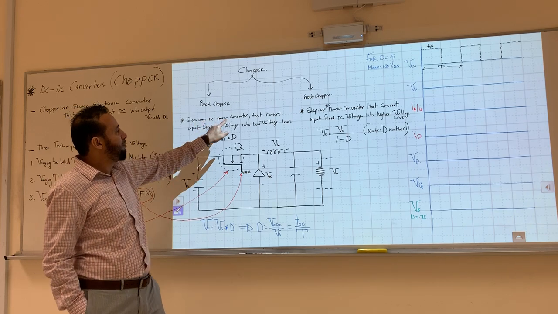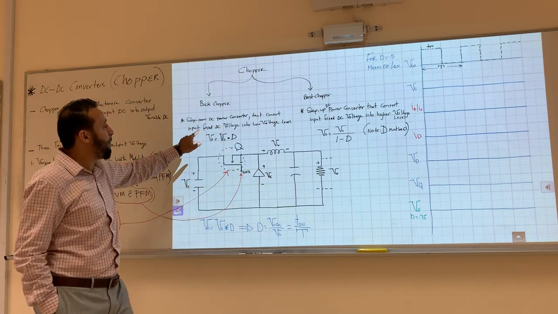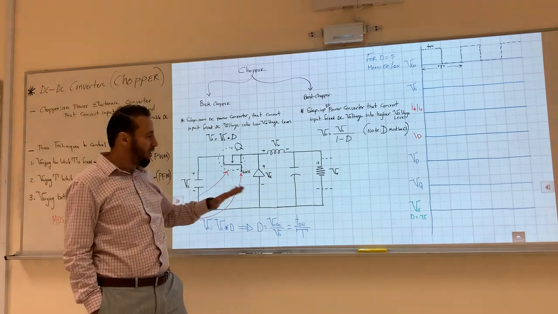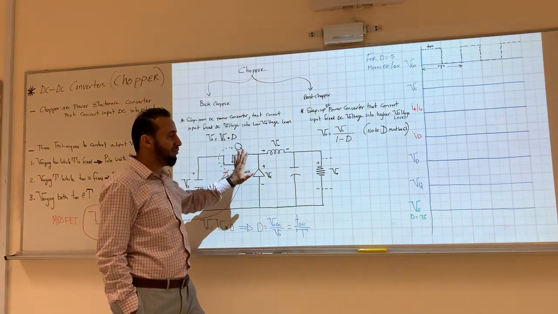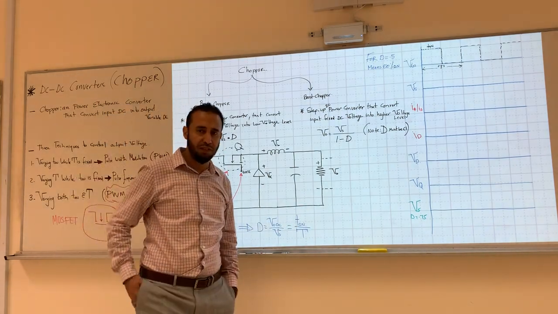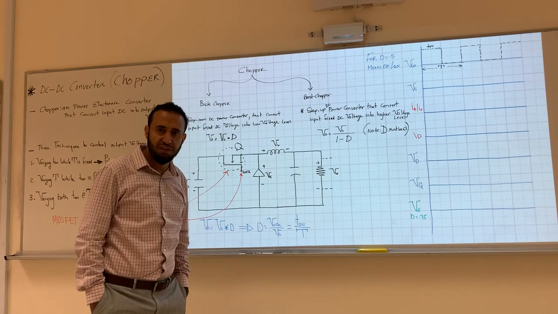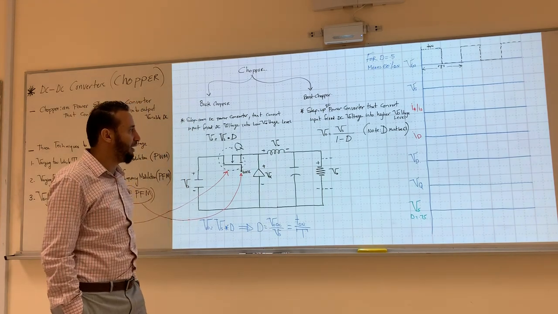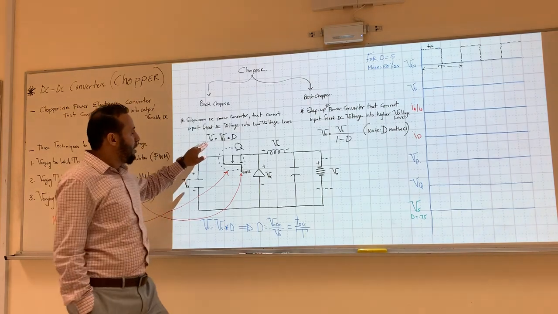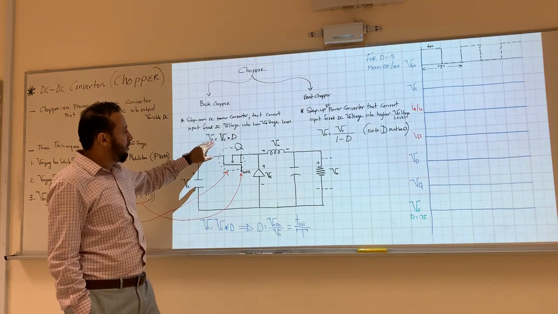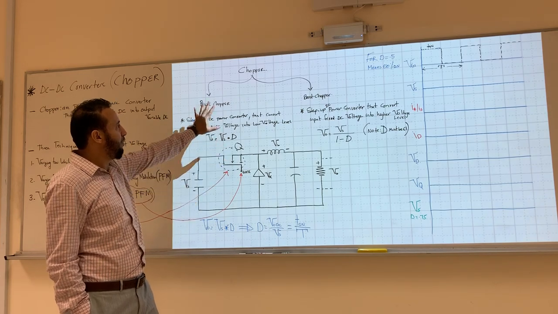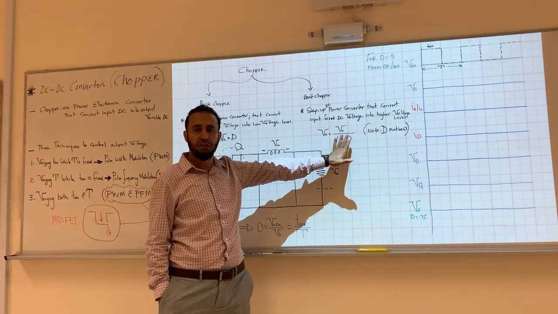Step down DC power converter that converts input fixed DC voltage into low voltage level. Again, if we derive V out from this circuit, we will get this after derivation. We need time for derivation, and we will have no time to explain the derivation. You can go back and look at it. So V out equals V source times duty cycle.